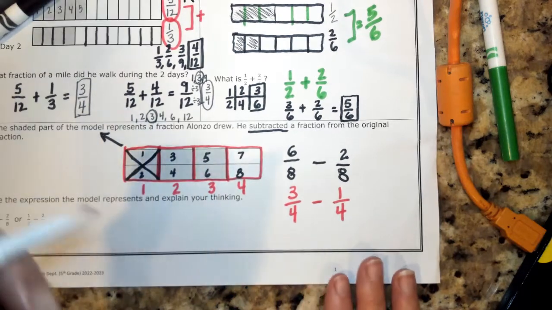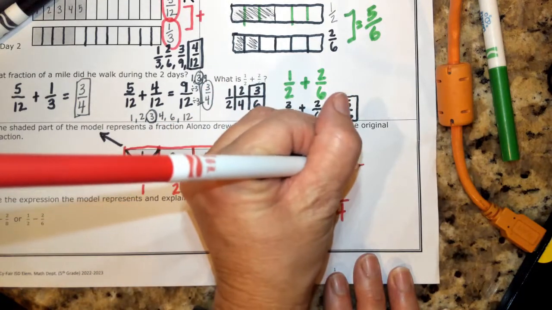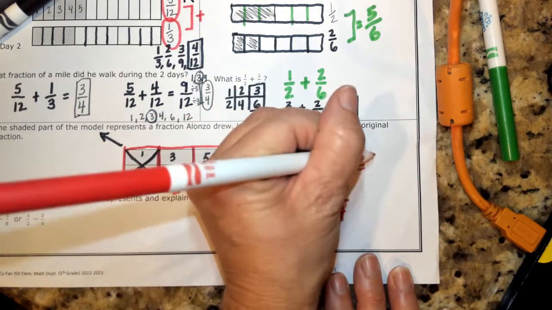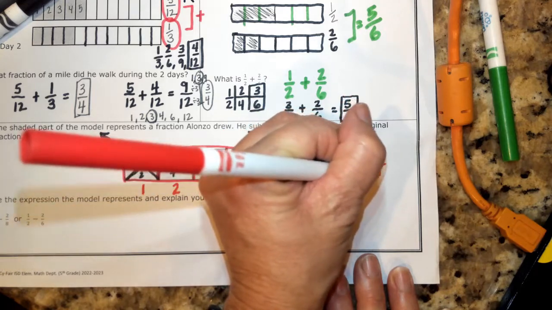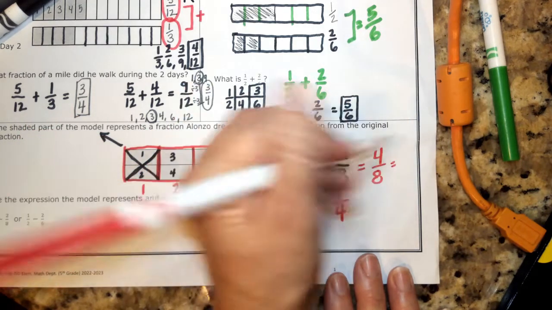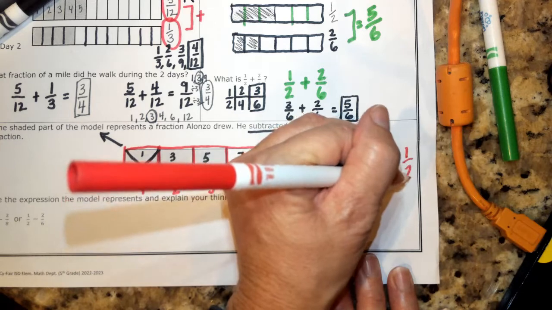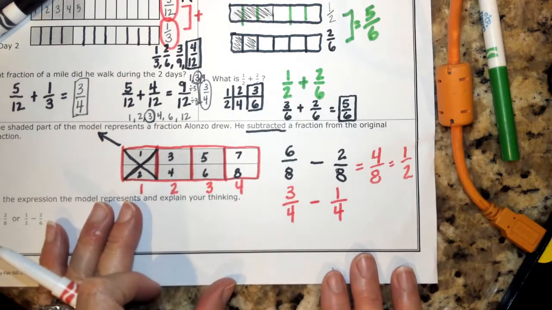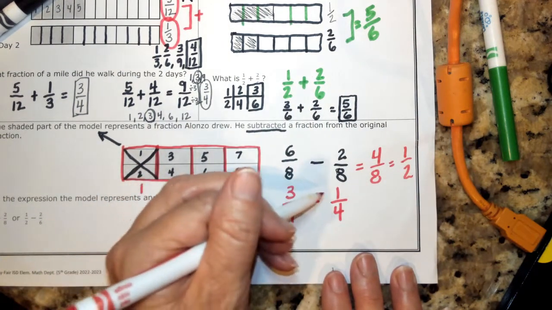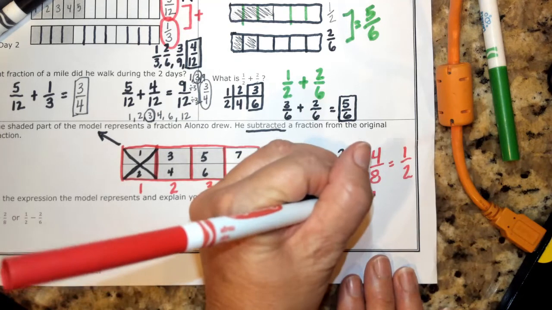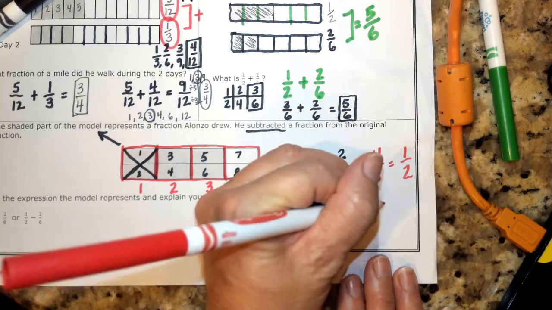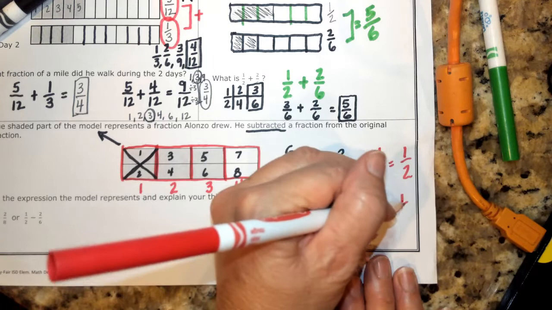All right, so when I find a quick answer, I can get 4/8, which is equal to 1/2, because 4 is half of 8, or 3/4 minus 1/4 is 2/4, and that will also give me 1/2.